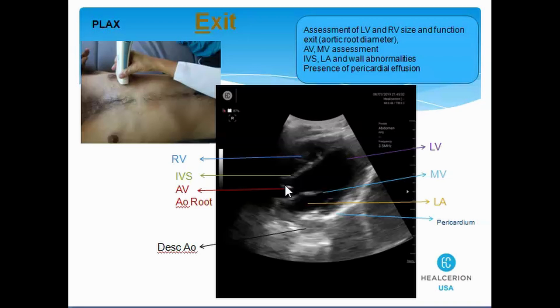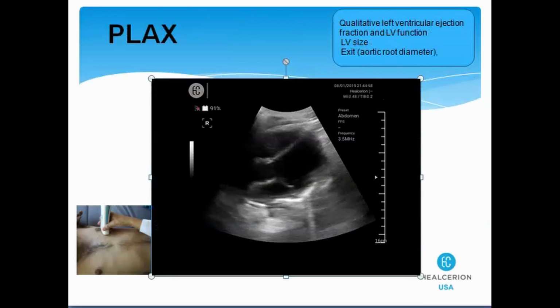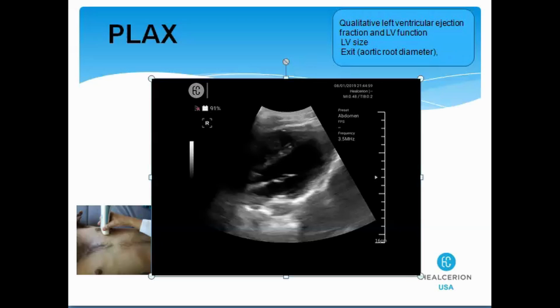You will look at the outflow root, which is the aortic root. You can look at the diameter, and look at the mitral valve and aortic valve, which are very clearly seen in this view. Look at the interventricular septum, any wall motion abnormalities, and also the pericardial effusion. So this is the parasternal long axis video of the heart.